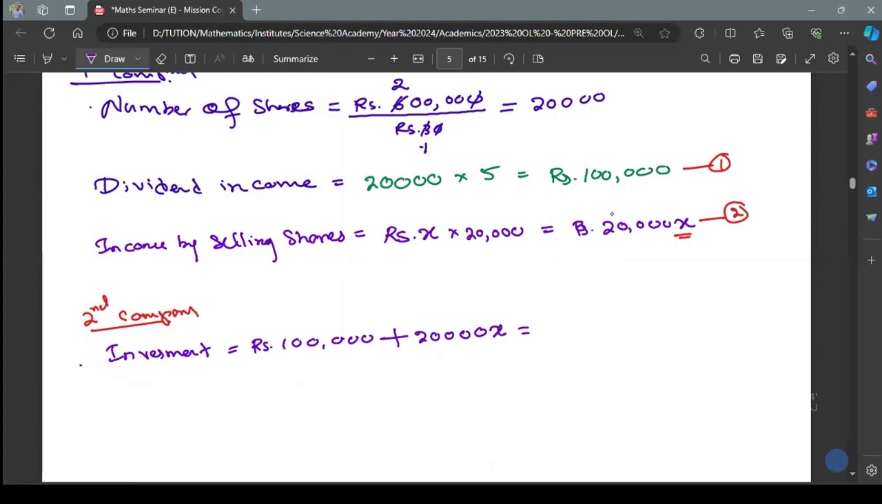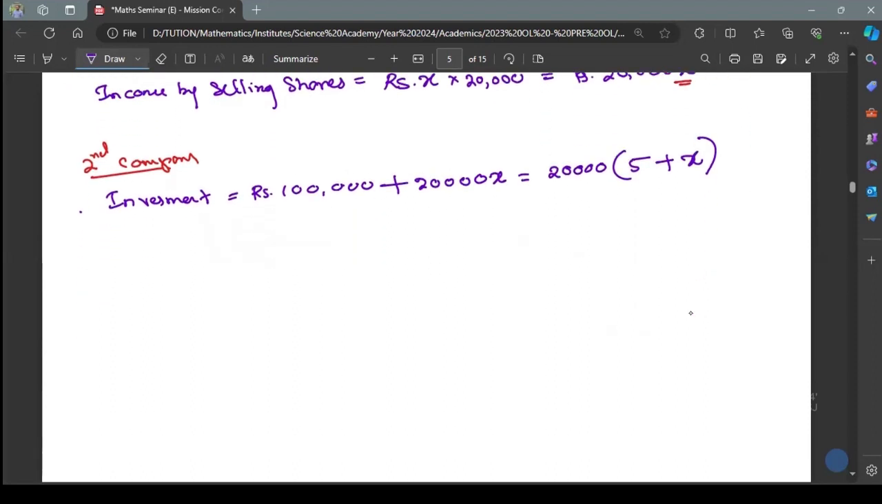Puta, can you see I can take 20,000 rupees as a common factor outside. From 100,000, if I take 20,000, it will be 5 plus X. So X plus 5 times 20,000 is the simplified investment in terms of X. It's a rupees amount, a value. We don't know this X value, so I'm keeping it in terms of X, because we didn't know how much we sold the shares for in the first company. And that's our final target to calculate.